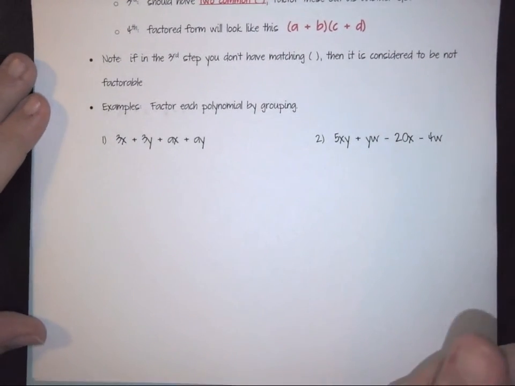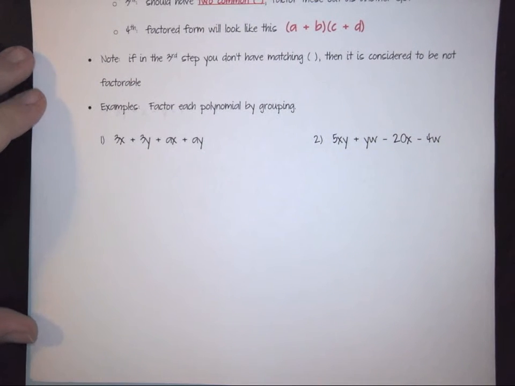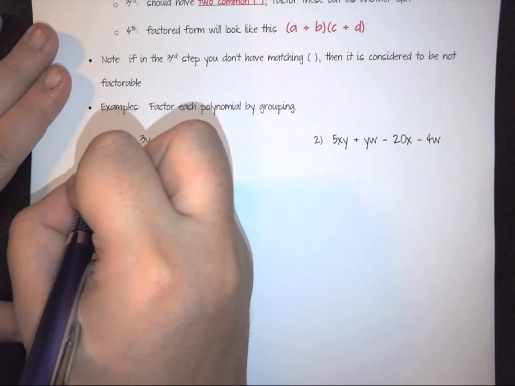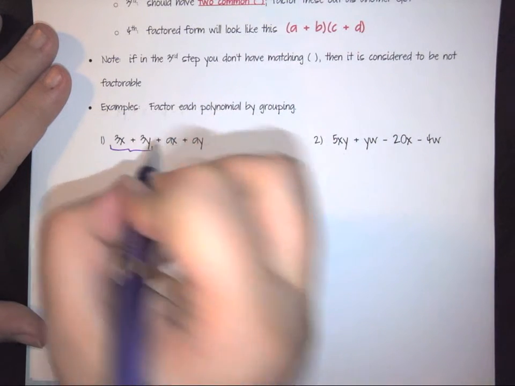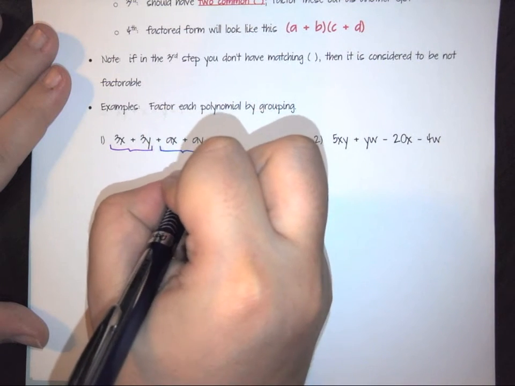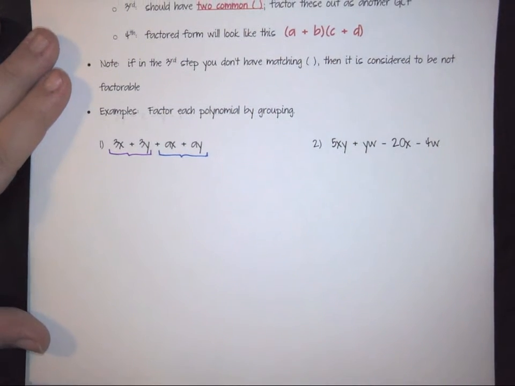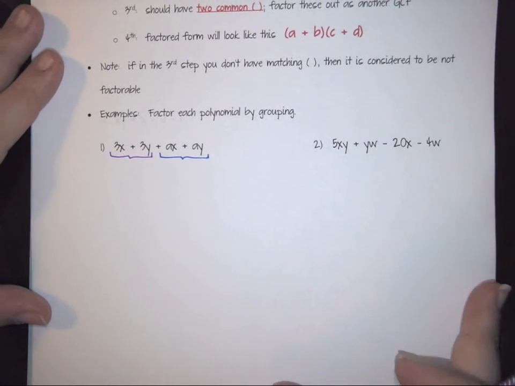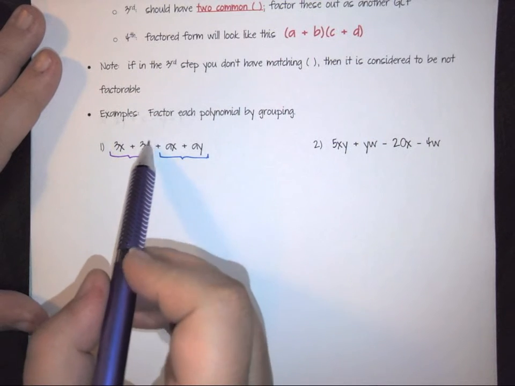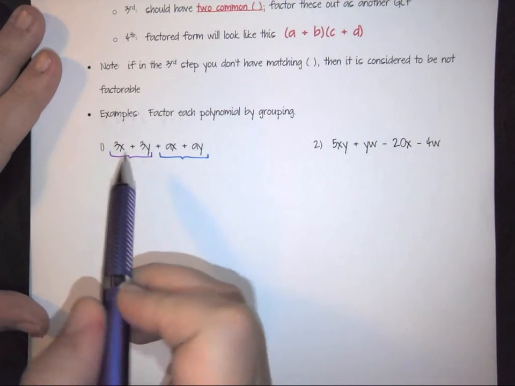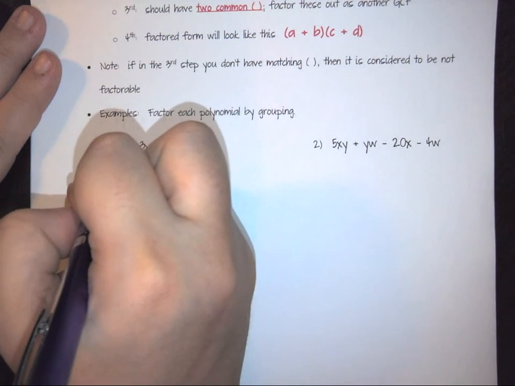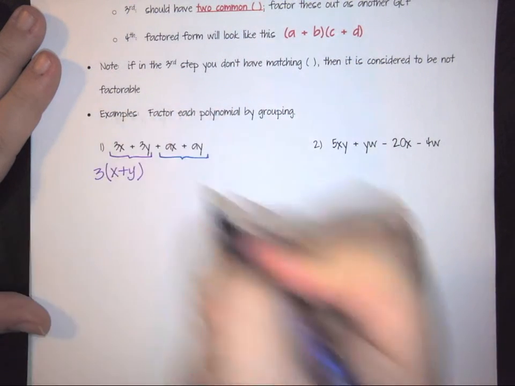So let's take a look at this first example. In looking at the first example, when I have to group my terms together, what I'm talking about is I have these first two terms that I'm going to look at, and then I have these back two terms that I'm going to look at. And in each one, I'm going to end up with a GCF. So if I look at just 3x and 3y, clearly you can see that the common GCF between these is the 3. So I'm going to pull that 3 out. And what gets left behind is that x plus y piece.